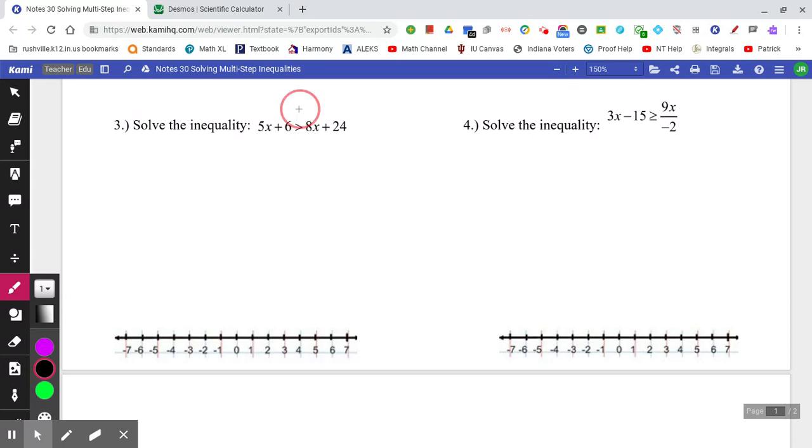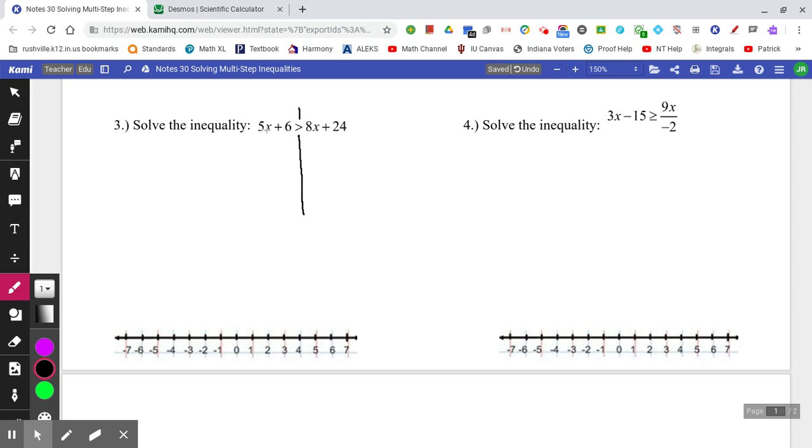All right, so I'm going to separate my left-hand side from my right-hand side. On my left-hand side, I have 5x plus 6. That can't be simplified. On my right-hand side, I have 8x plus 24, nor can that be simplified. But notice that when I said those, I had x's on both sides.